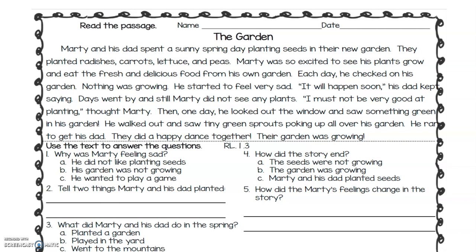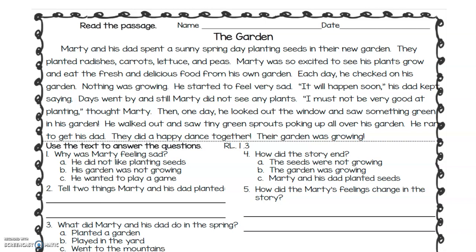Marty and his dad spent a nice spring sunny day planting seeds in the new garden. They planted radishes, carrots, lettuce, and peas. Marty was so excited to see his plants grow and eat the fresh and delicious food from his own garden.